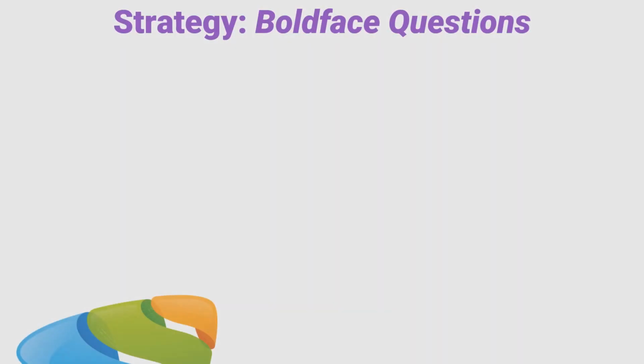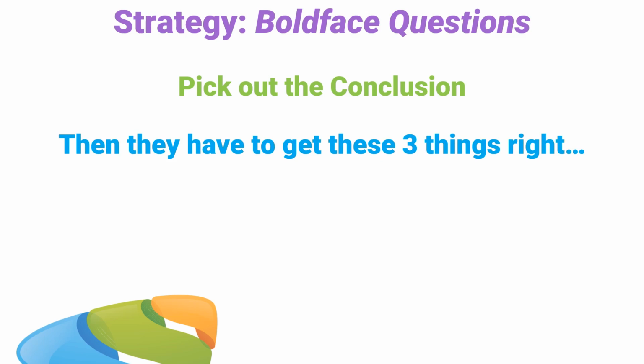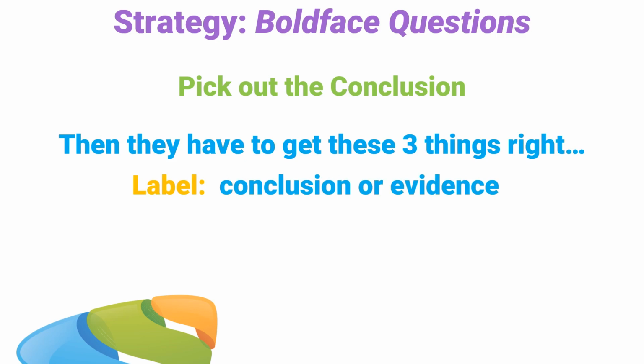Okay, let's tackle those boldface questions. So the strategy is very simple and very effective. First, pick out the conclusion, because we always pick out the conclusion. Next, the correct answer choice must get these 3 things right, so we check off each of these 3 things in order. First, the boldface sentence must either be a conclusion-y type statement or an evidence-y type statement. Those are your only 2 choices.